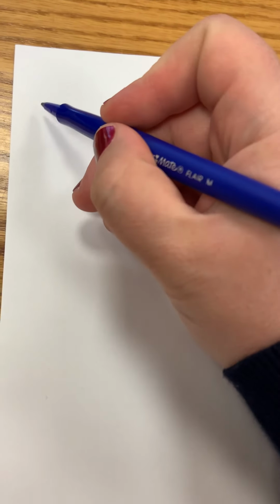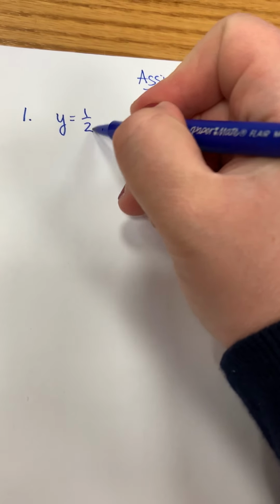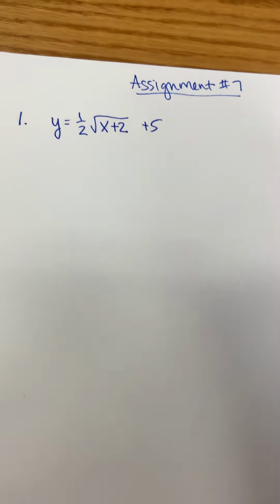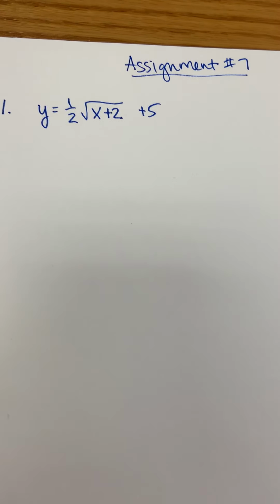The first part, I think I'll do the odds only. We're going to start with number 1, and the directions say identify the domain and range of each function. So I'm going to teach you how to find the domain and range of a radical function without graphing. So this is the first problem. You should all have your assignment 7 out. You can pause the video until everybody gets theirs out.